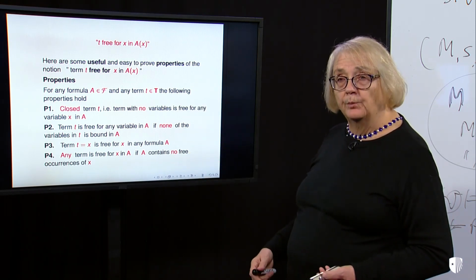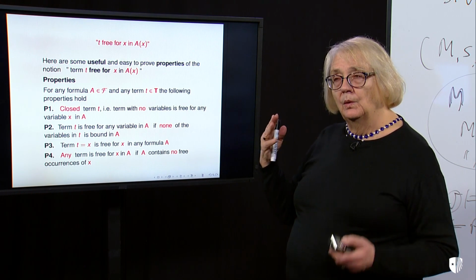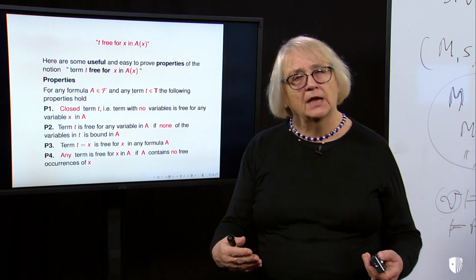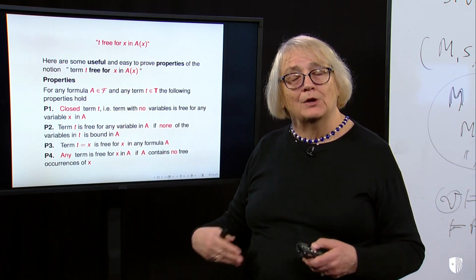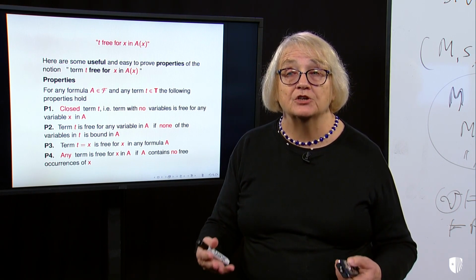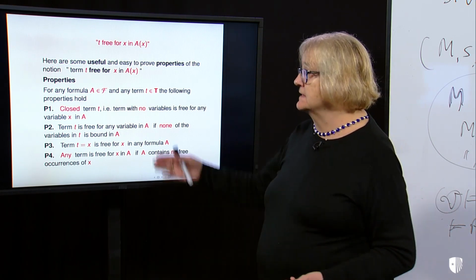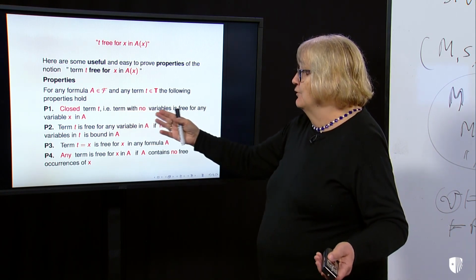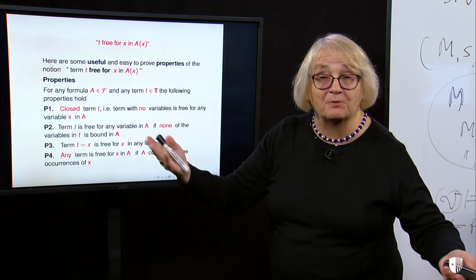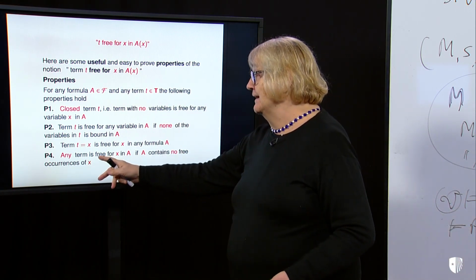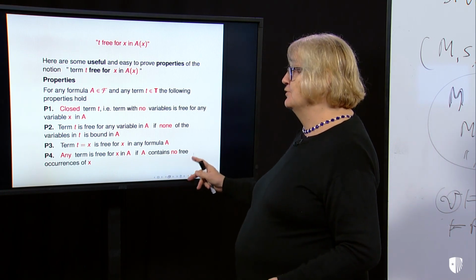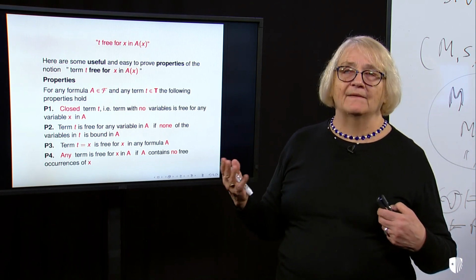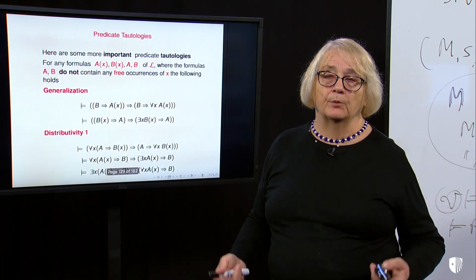So I gave you some properties, because of course there is a definition and you can keep using the definition, but when you have some properties, you can better understand what that definition means. And these are important properties. For example, a closed term T, the term with no variables, is free for any variable x. Nice property, right? Any term is free for x in A if A contains no free occurrences of x, and so on. So these give you a better understanding of that definition and its properties.